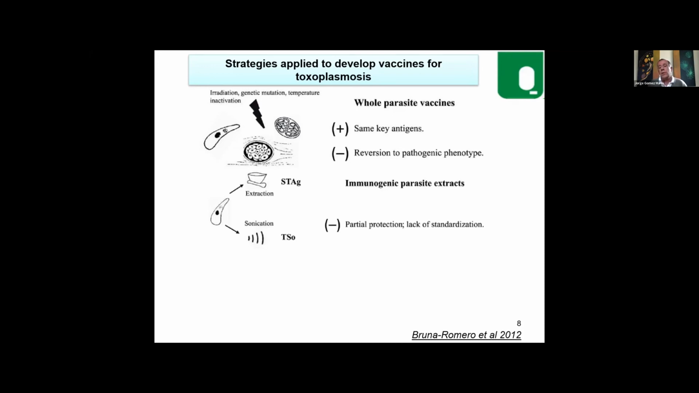Also, there is a problem when you use extracts from lysed parasites: the standardization of the method to prepare that total lysate antigen. So the next possibility, which is very attractive in terms of how to develop a protective vaccine, is by using only selected proteins of the parasite. So the problem then, I will try to show you in the next slide, which are the main problems in the case of parasites.